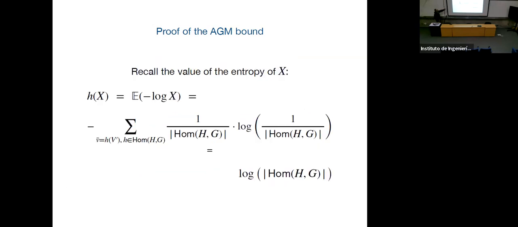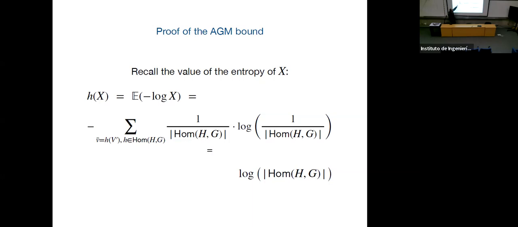So here there is a typo, of course. The value of the entropy is not the expected value of minus log x but minus the log of the probability of x. But in any case, the entropy of this random variable will be the sum over those values that are different than 0, that is the tuples that are the image of some homomorphism. Its probability, 1 divided by this, times log of this probability.